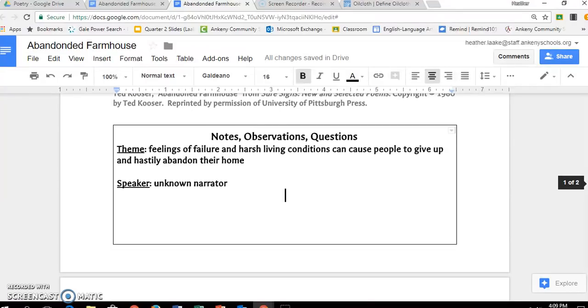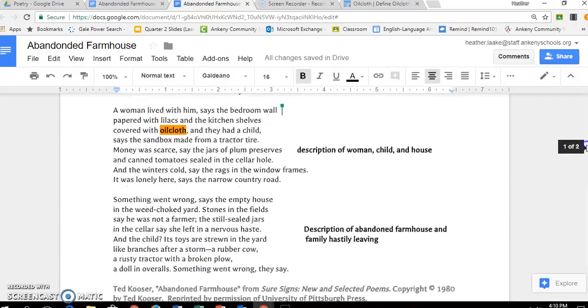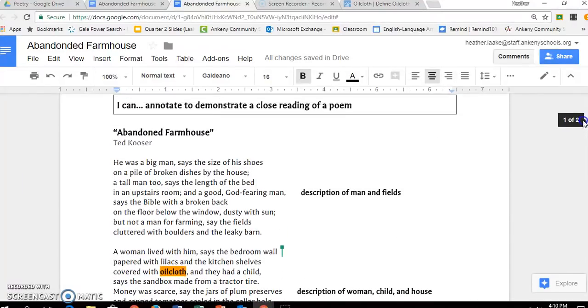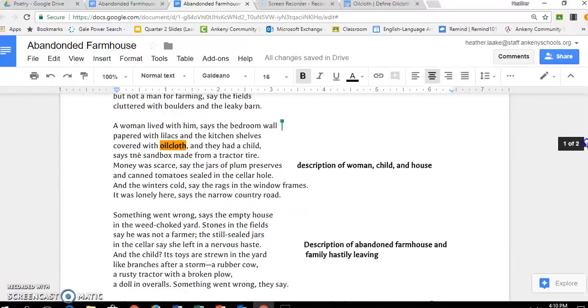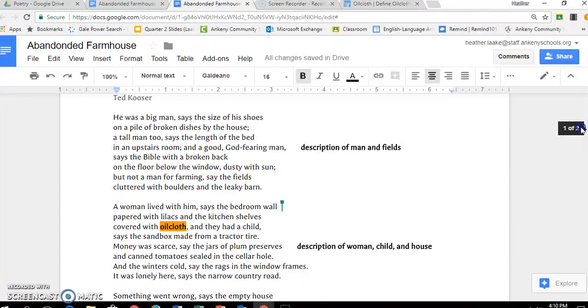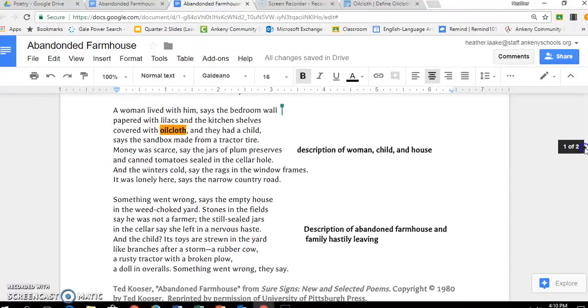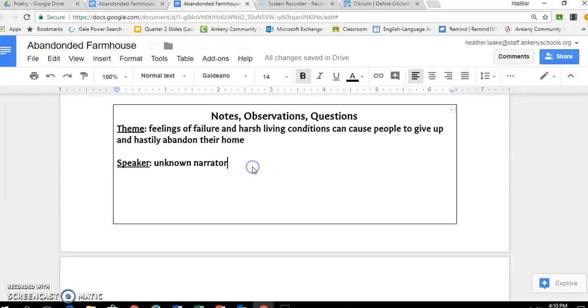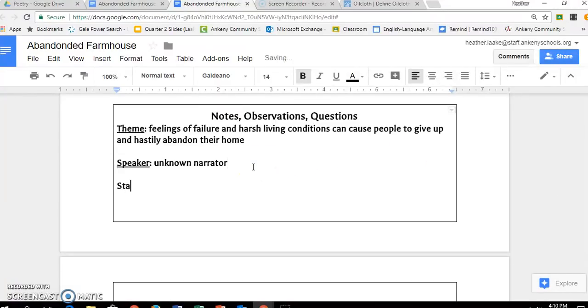Step 5 says look at the structure of the poem. How is it organized and divided? How are the stanzas and sections related? Okay, so when I'm looking at the poem again, there's 3 clear stanzas. If I count the lines in each stanza, there's 8 lines in each stanza. So in your notes, while you're annotating, you can write structure, 3 stanzas, 8 lines each.